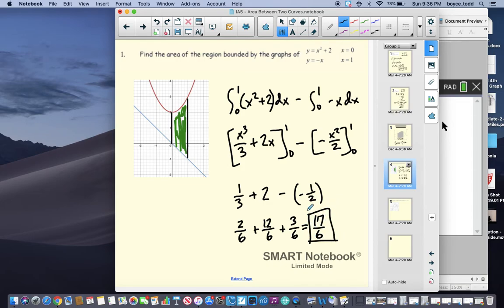Okay, so the important thing is that whichever function is the top one, you subtract the bottom one from the top, and you should get a positive answer when you do that.